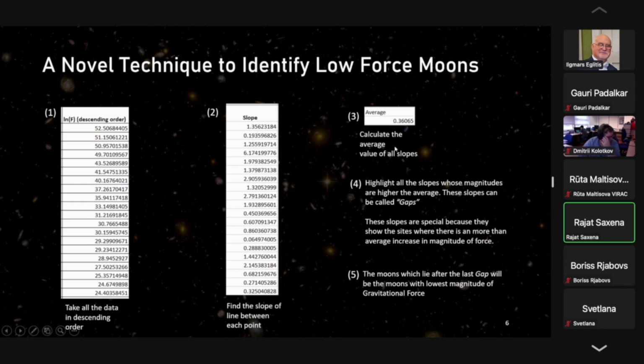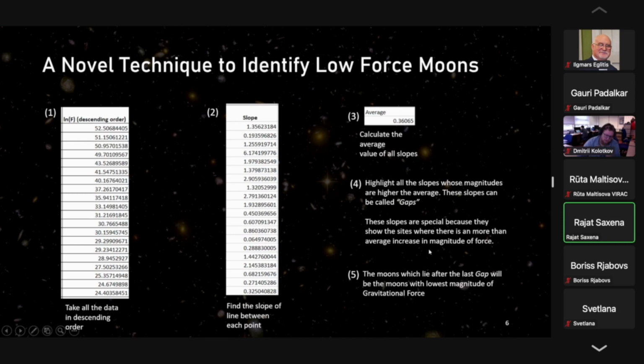So what we can do is we can highlight all of those slopes that have a value higher than this average, and these higher than average value of slopes are special. So I can give them a special name. I can call them gaps. So why are these gaps, or higher than average slopes, special? They are special because they show the site where there is a more than average increase in magnitude of force. Hence, these gaps are the ideal candidates for selecting moons that have low magnitude.